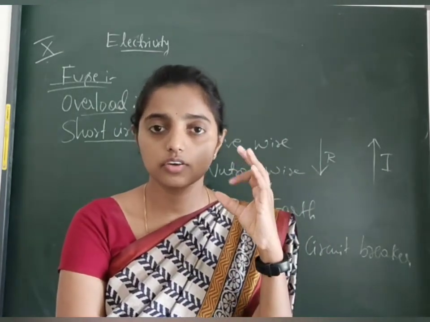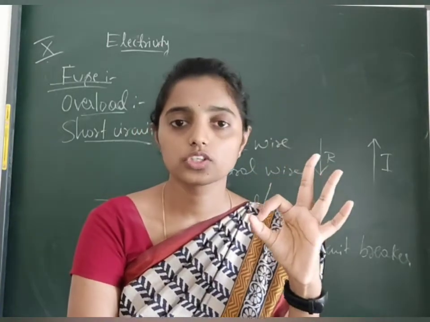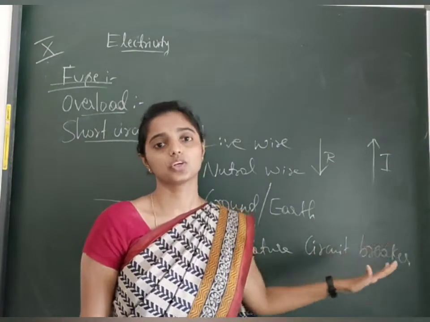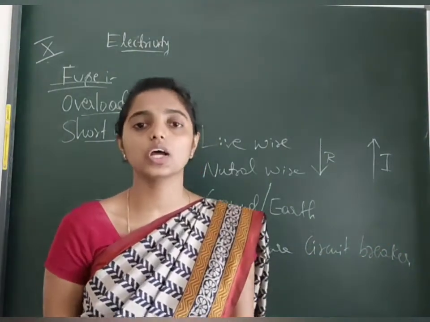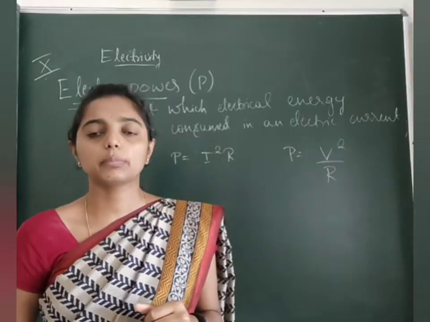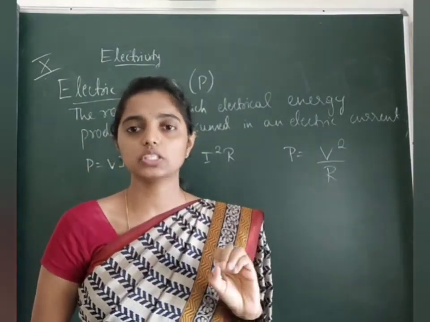After that we studied fuse, its properties, disadvantages and advantages, then short circuit and overload. So this completes one complete huge heading. Next we move to the next topic, that is electric power. Electric power is denoted by capital P.